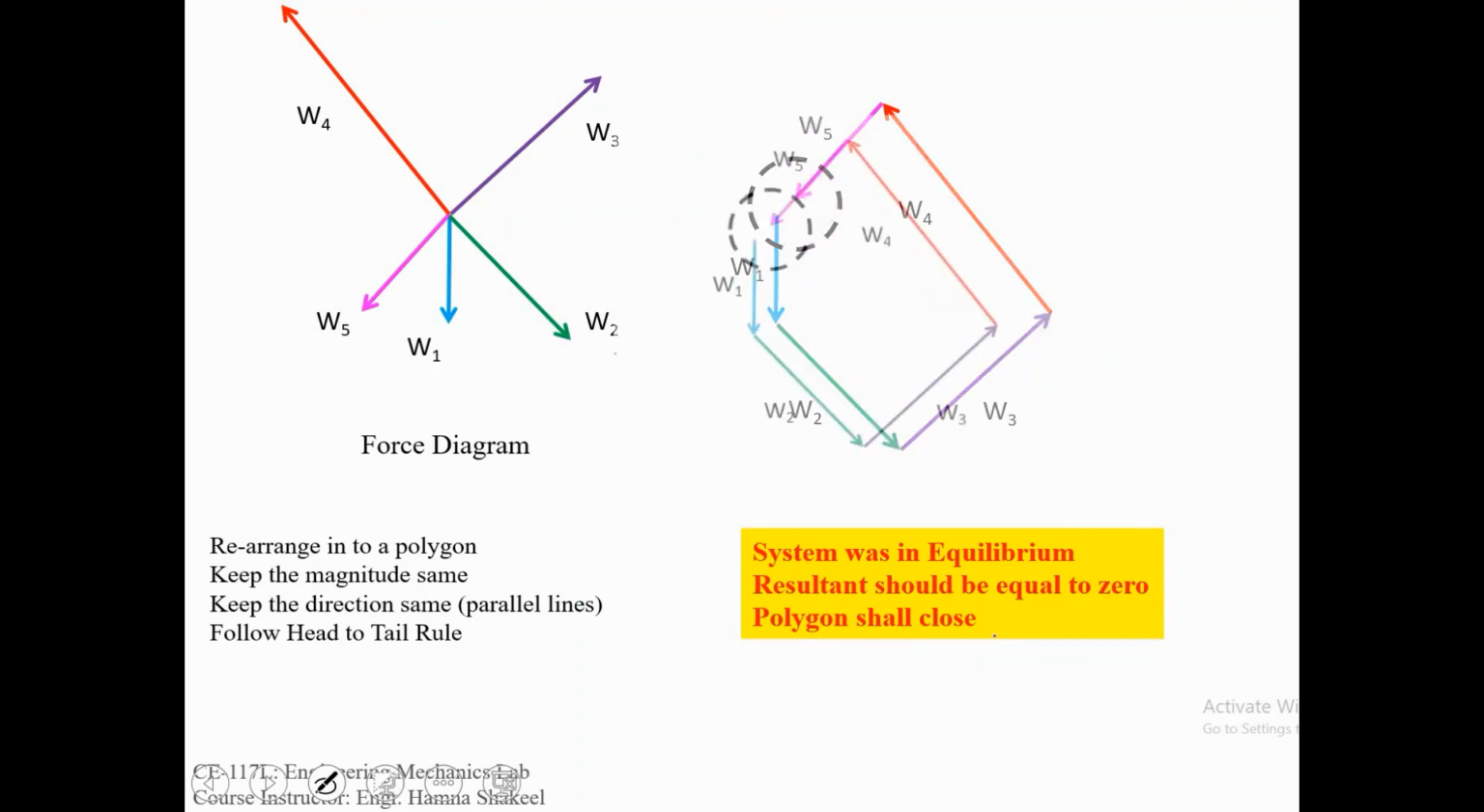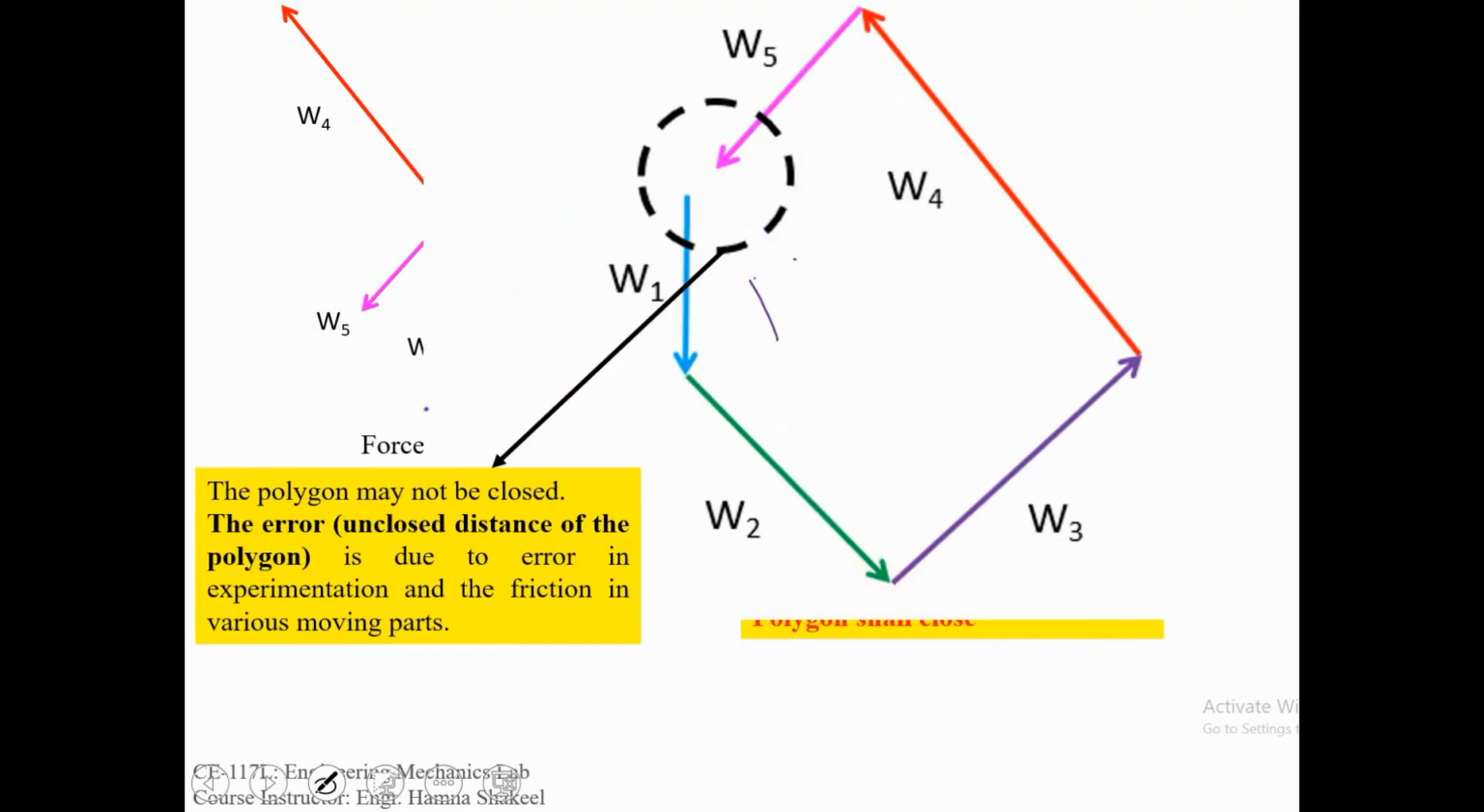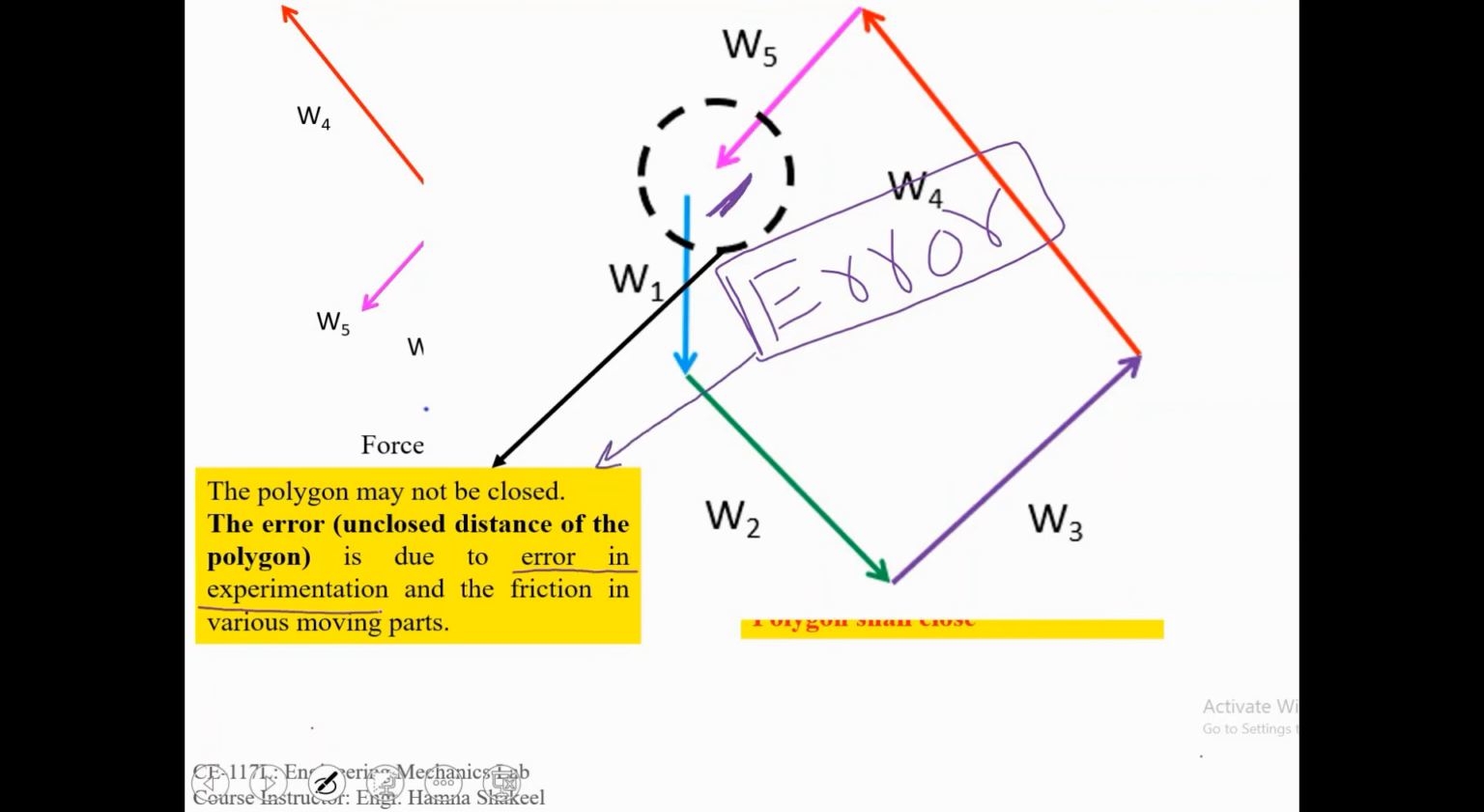It means that there is some error in your work. So this error, this unclosed distance, may be because of any error in the experimentation or may be because of the friction in various moving parts, like friction in the frictionless pulleys. We were assuming that the pulleys are frictionless, but that is an ideal situation. In the real world, you cannot have a pulley that is frictionless. There will be some amount of friction in that.